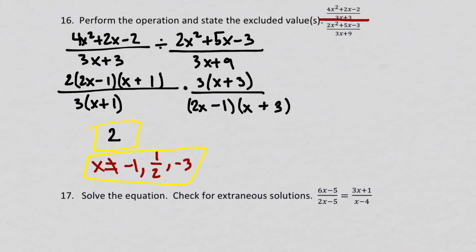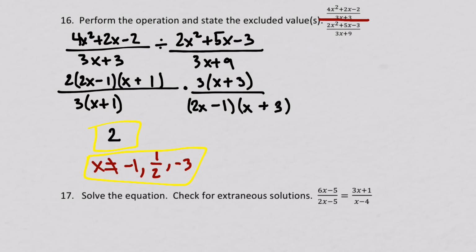Okay, so number 16, here we go. This is the final answer. I factored 4x squared plus 2x minus 2 first by taking out the GCF, which is 2, and then what was left was 2x squared plus x minus 1, which factors into 2x minus 1 times x plus 1. 3x plus 3 is basically 3 times x plus 1. Right here, the second fraction, remember, turn it into multiplication and then do the reciprocal. So this is the numerator, which is 3x plus 9, which turns into 3 times x plus 3 after factoring. This numerator is now the denominator, which you can factor into 2x minus 1 times x plus 3.